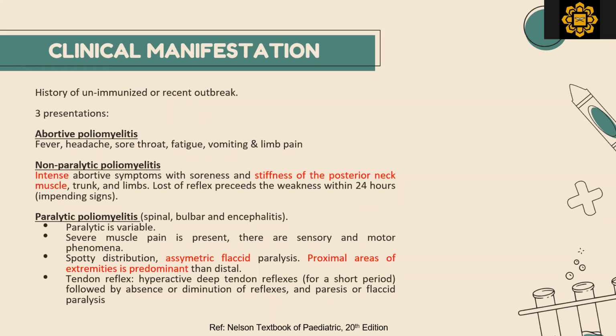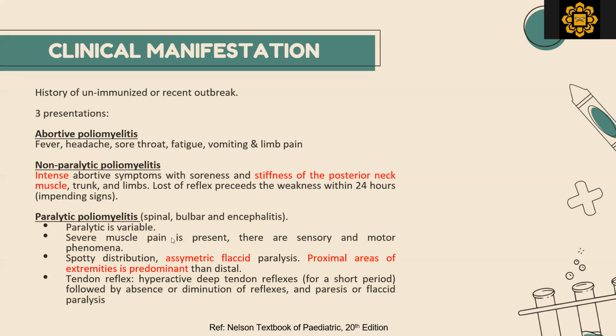So there are 3 presentations in polio. Patient can present with influenza-like symptoms. This is abortive poliomyelitis, and we have a non-paralytic poliomyelitis. There is an intense abortive poliomyelitis, together with stiffness in neck, muscle, and also the limb. And then a loss of reflex precedes the weakness within 24 hours. And then paralytic poliomyelitis, it also has several types of presentation: either involvement spinal, bulbar, or encephalitis.